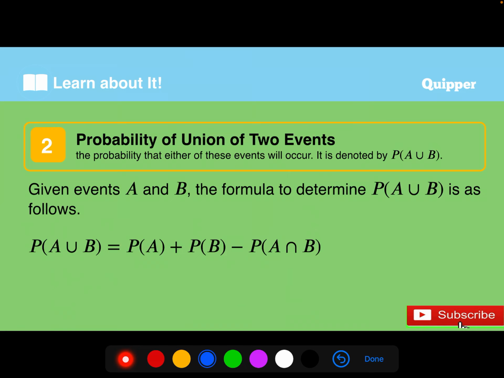Next is the probability of the union of two events. It is the probability that either of these events will occur. It is denoted by the probability of A union B. The formula for finding the probability of A union B is equal to the probability of A plus the probability of B minus the probability of the intersection. We need to subtract the probability of the intersection to avoid calculating the probability of the elements that are common to both sets twice.